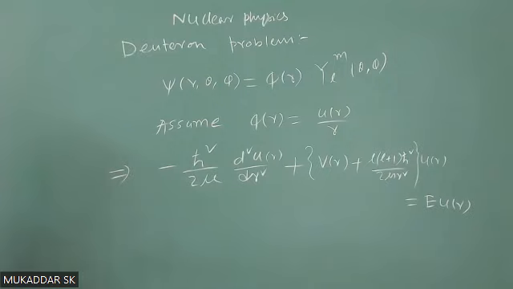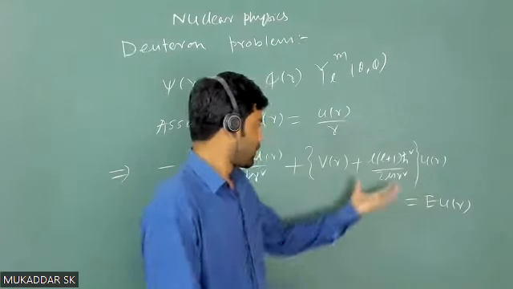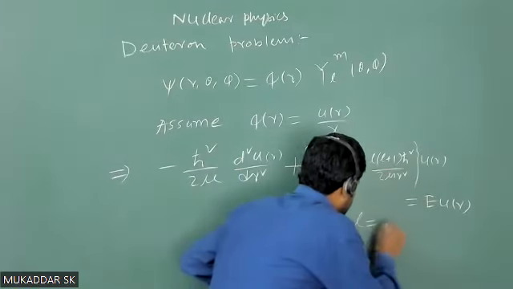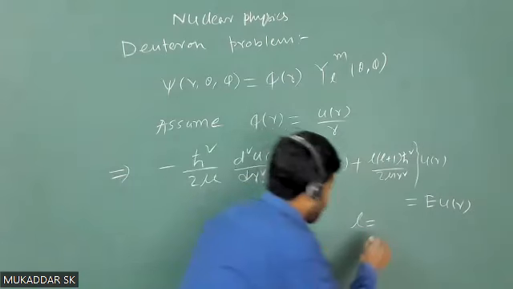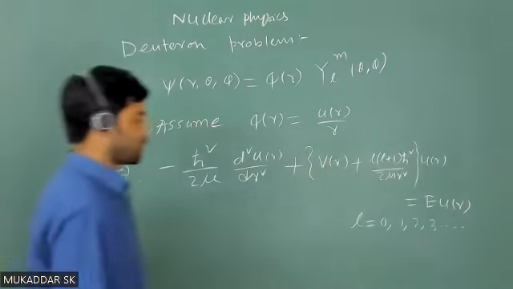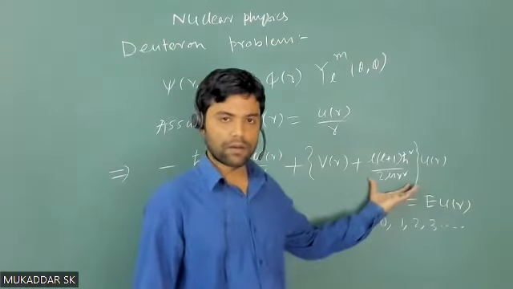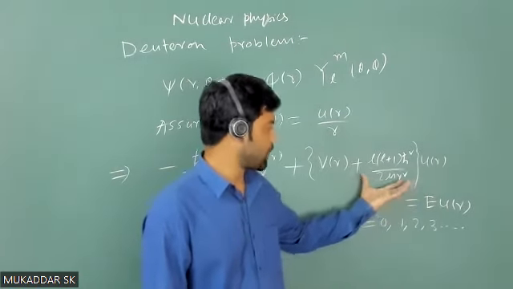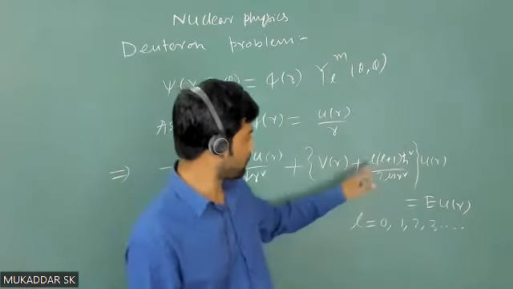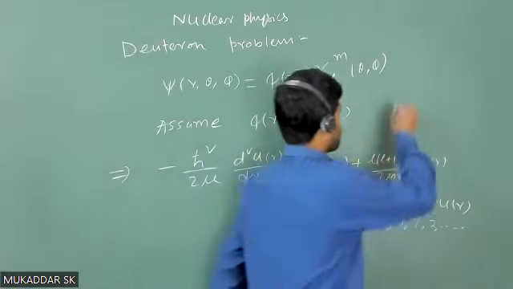Okay? And for the ground state, this is actually some positive number, right? L can take values. What values of L are possible? That will be 0, 1, 2, 3, and so on. Right? So this term will give some positive number. And for the ground state of Deuteron, what is the possible value of L? That should be 0, right? We are looking at the ground state of the Deuteron system.